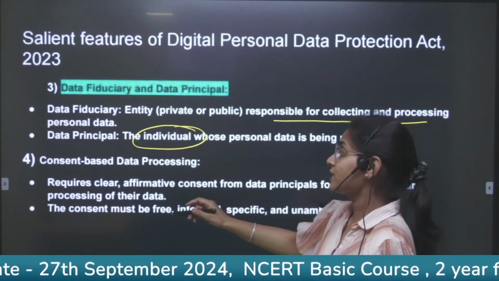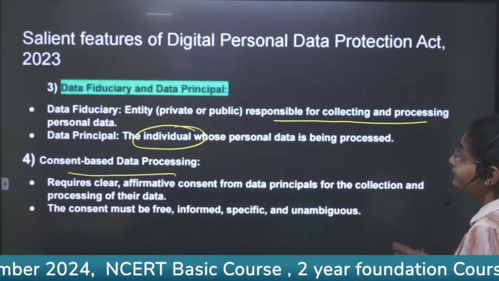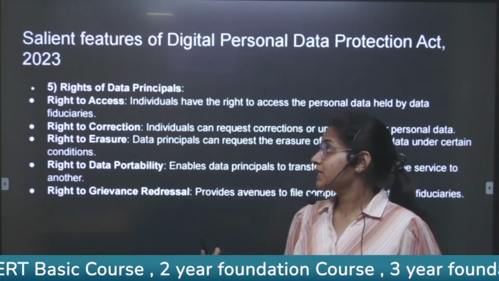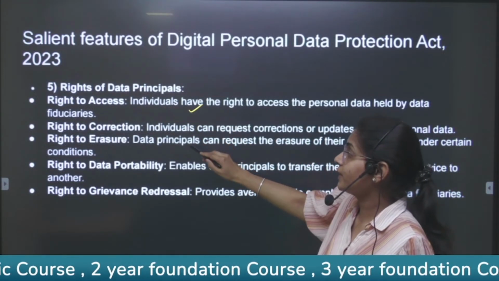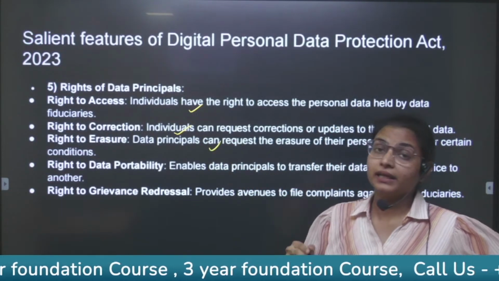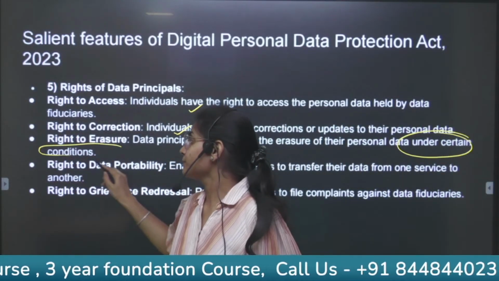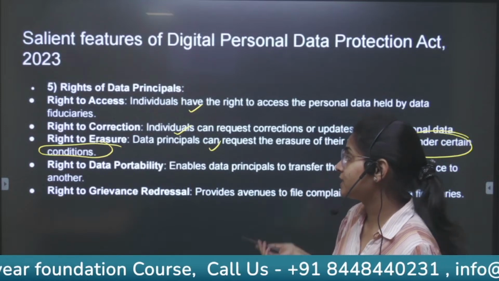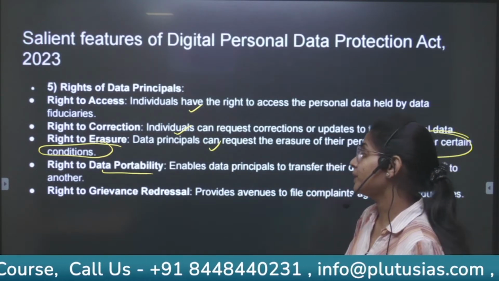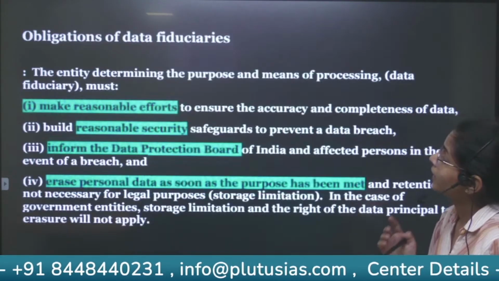And it also says the data processing is being done on a consent basis. Then what are the rights of the data principals? Right to access is given. We have also been given the right to correction and the right to erasure, like if under certain conditions, then it needs to be erased. And right to data portability has also been given, and grievance redressal has been given.